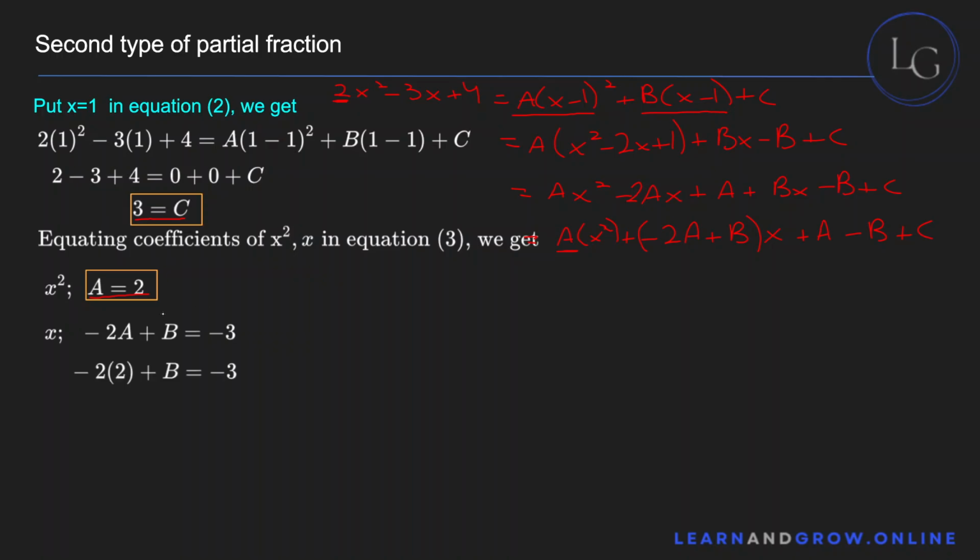Now, how will you get the value of B? Well, the coefficient of x on the right hand side is minus 2A plus B, and the coefficient of x on the left hand side is minus 3. So minus 2A plus B is equal to minus 3, obviously. And then you'll plug in the value of A you found here. So minus 2 into the value of A, which is 2, plus B is equal to minus 3. And when you resolve this, you find out that the value of B is 1. So now you have the values of C, A, and B.